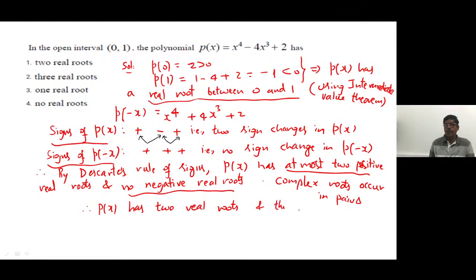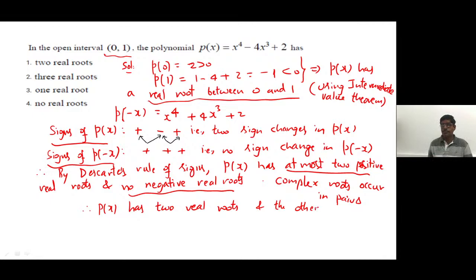So p has 2 real roots, and already from the first line 1 real root lies between 0 and 1. If the fourth degree polynomial has only 1 real root, then the 3 roots are complex, which is a contradiction, because complex roots always occur in pairs. So automatically the second root also lies between 0 and 1, the only interval given. Why? Because the remaining 2 roots are not real, they are complex roots, and complex roots occur in pairs.